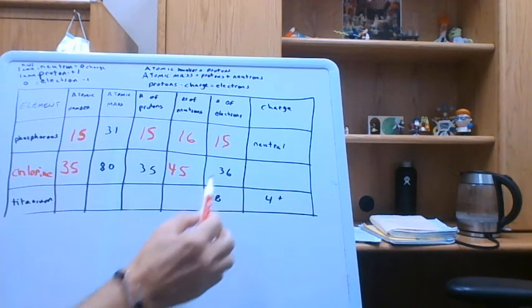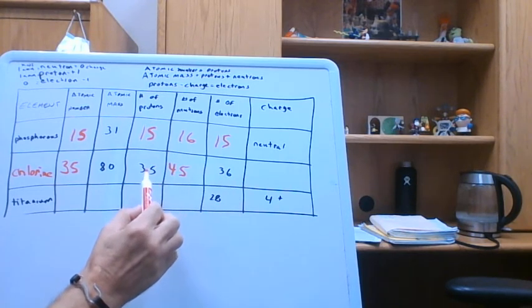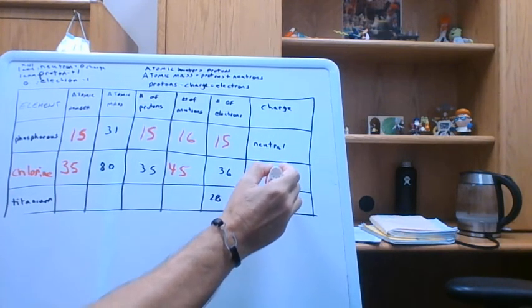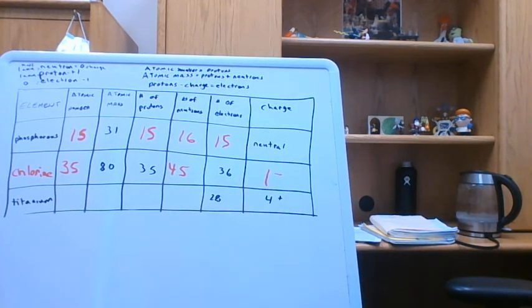In this case, we have 36 electrons and only 35 protons, so we have one more negative charge than positive charge. So this is an anion. It has a -1 charge on it.